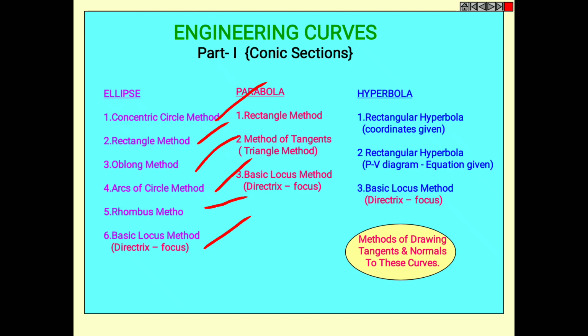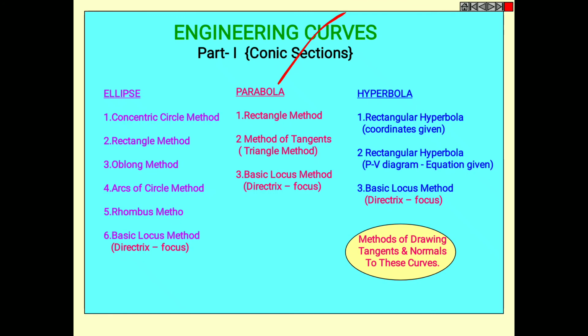Okay, almost the time is over. We have only about 5 minutes left, so we'll see a brief introduction of parabola. In parabola we have only 3 methods. One is rectangle method, the second is method of tangents, nothing but triangle method, and the third is basic locus method or directrix method.